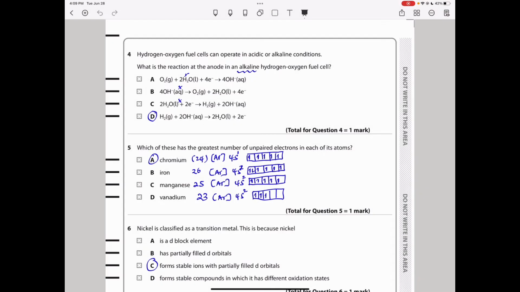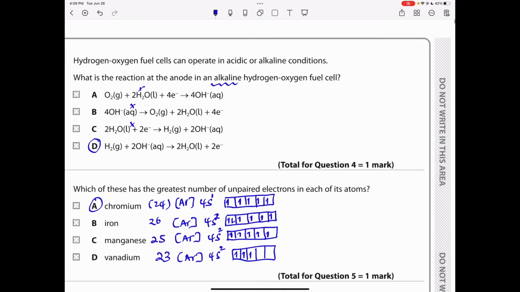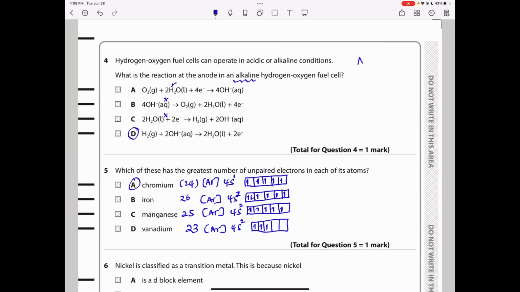Question 4. Hydrogen-oxygen fuel cells can operate in acidic or alkaline conditions. What is the reaction at the anode in an alkaline hydrogen-oxygen fuel cell? So we are looking at the anode. Remember, I don't know if you guys remember this: An Ox, Red Cat. So oxidation always occurs at the anode. So we have to look at which one is being oxidized.